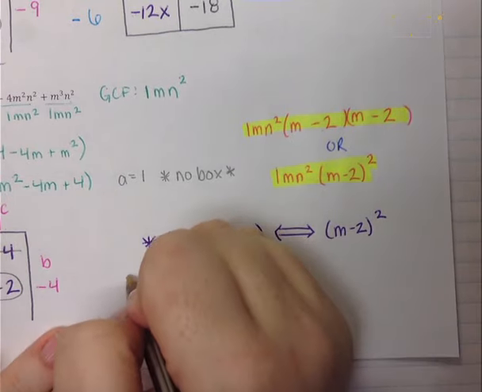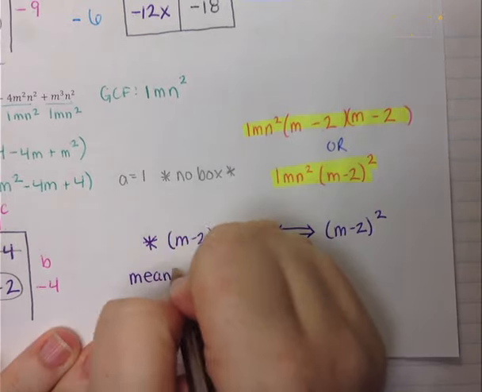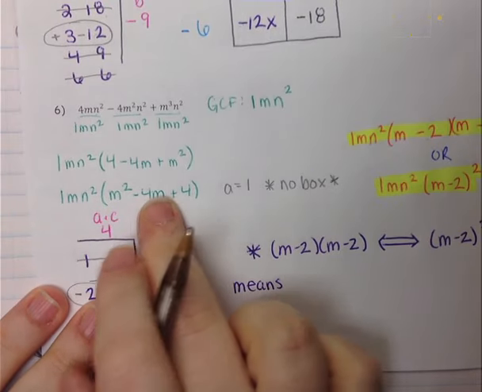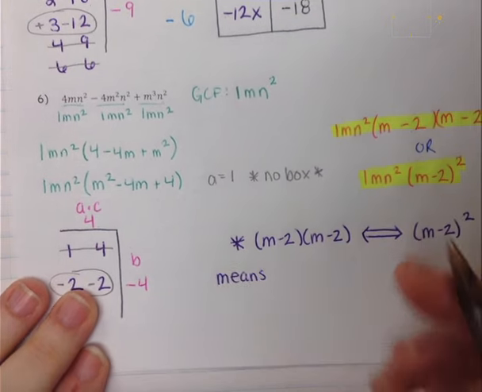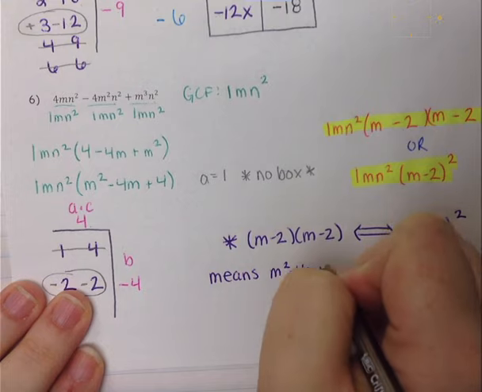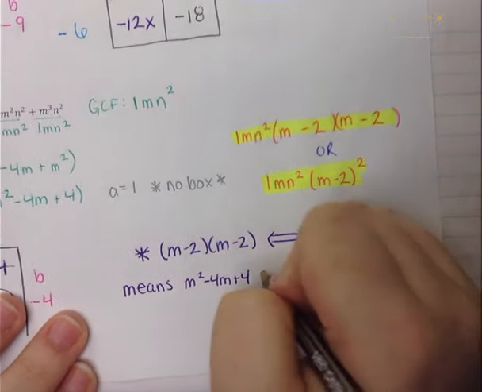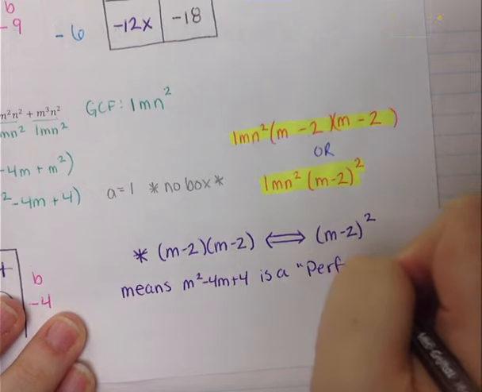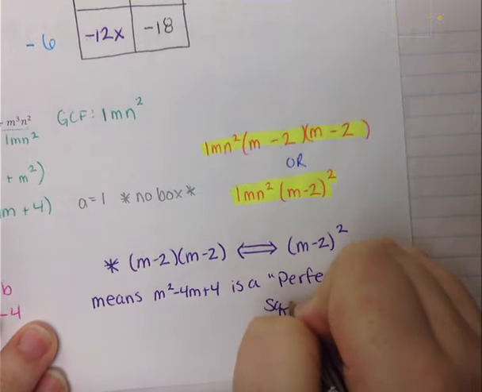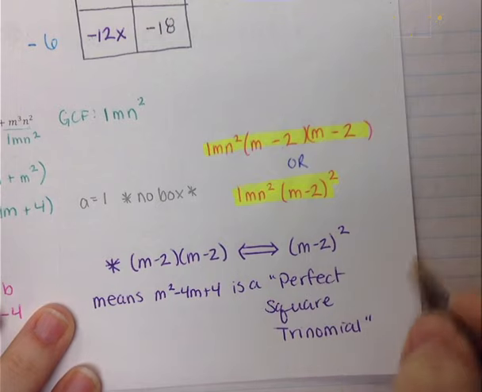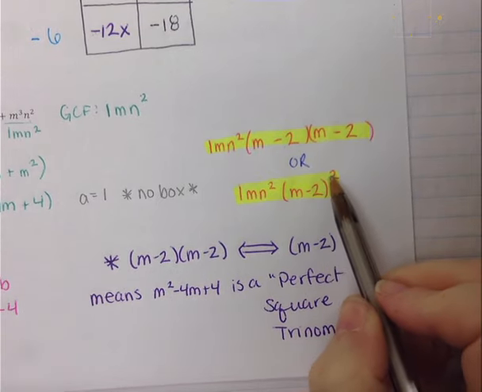What this also means, there's a specific terminology here. What we factored, the m squared minus 4m plus 4, this is what turned into that m minus 2 squared. It means that that m squared minus 4m plus 4 is called a perfect square trinomial, because it'll factor to something that we can write as squared.